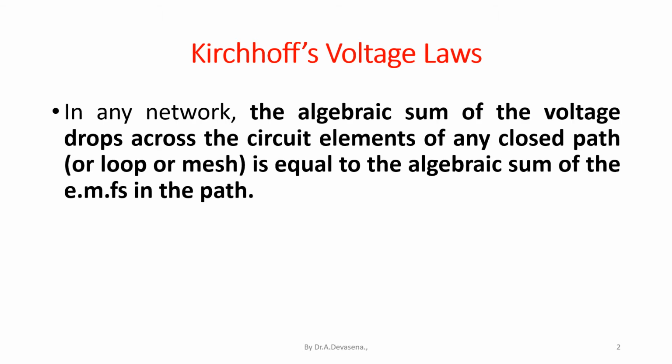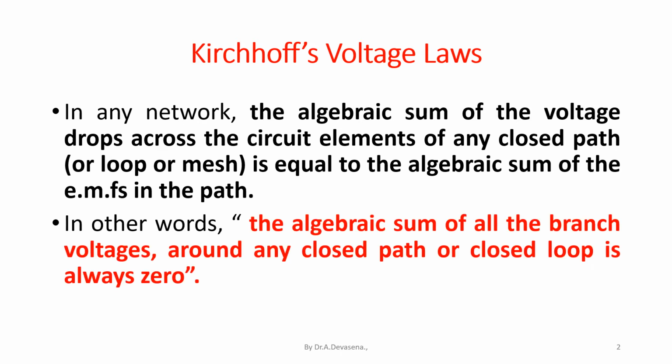In any network, the algebraic sum of the voltage drops across the circuit elements of any closed path, that is a loop or mesh, is equal to the algebraic sum of the EMFs in the path. In other words, the algebraic sum of all the branch voltages around any closed path or closed loop is always 0. Around a closed path, the sum of voltages is equal to 0.